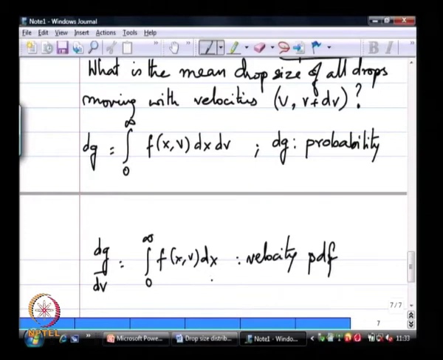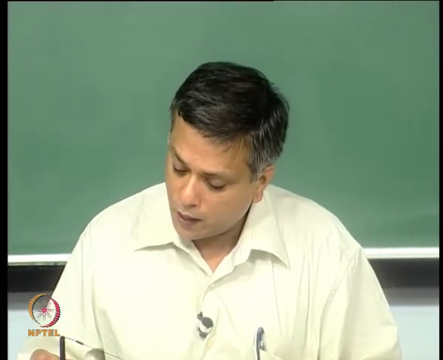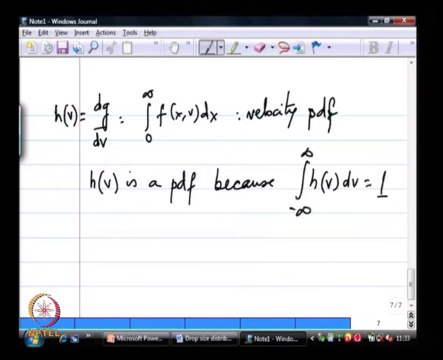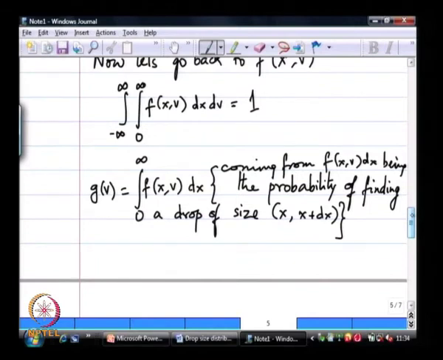So, what we have on the right hand side here is only a function of velocity. So, I will call this h as a function of v. H is a velocity PDF. Why is it not just a function of v, but actually a PDF? Because this is automatically satisfied. This is actually coming from our basic definition that the integral of f of x comma v dx dv is equal to 1 over both the ranges.